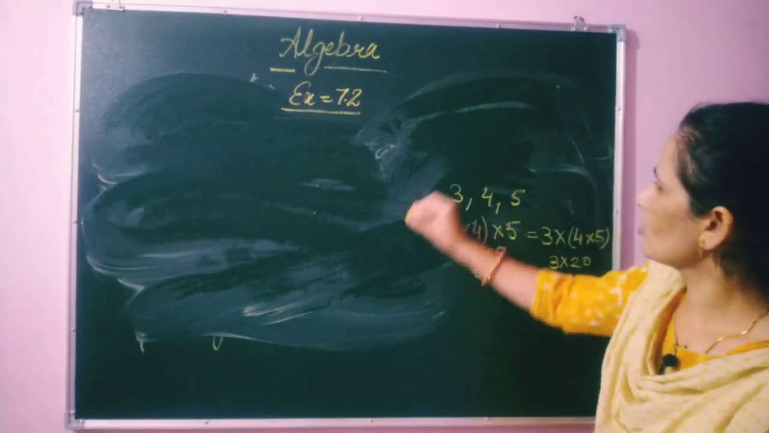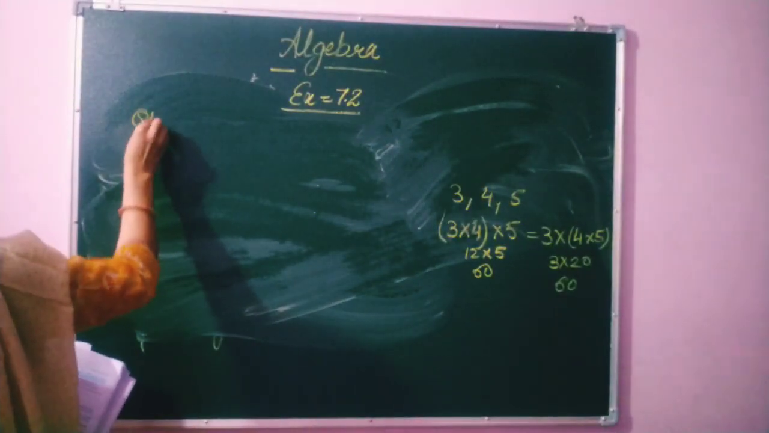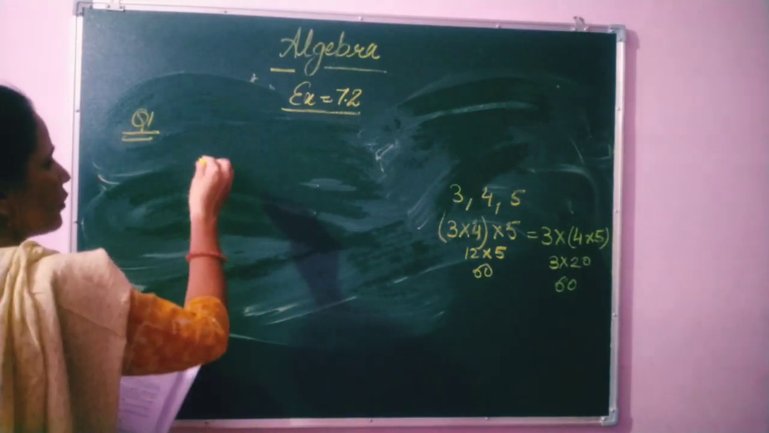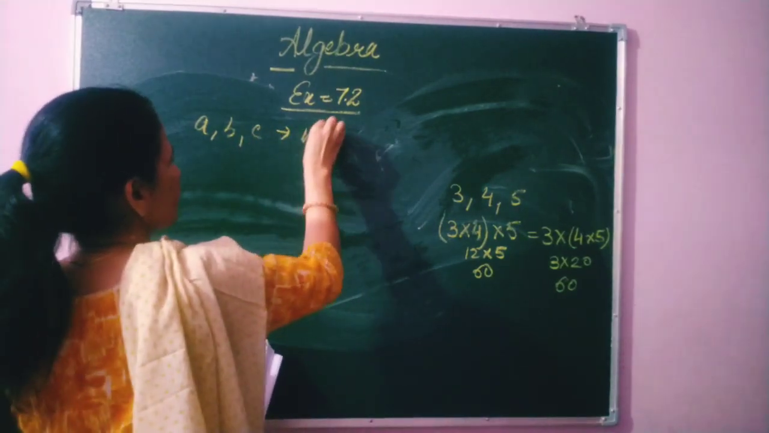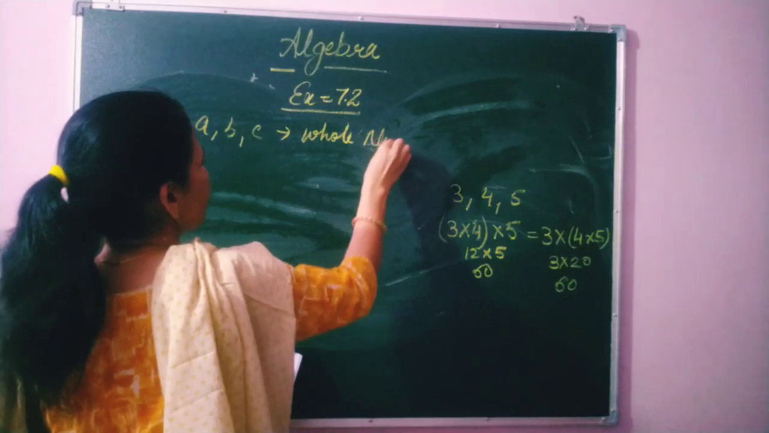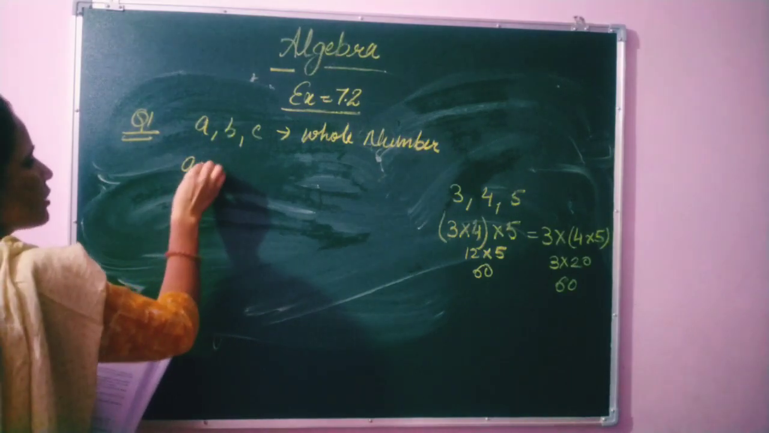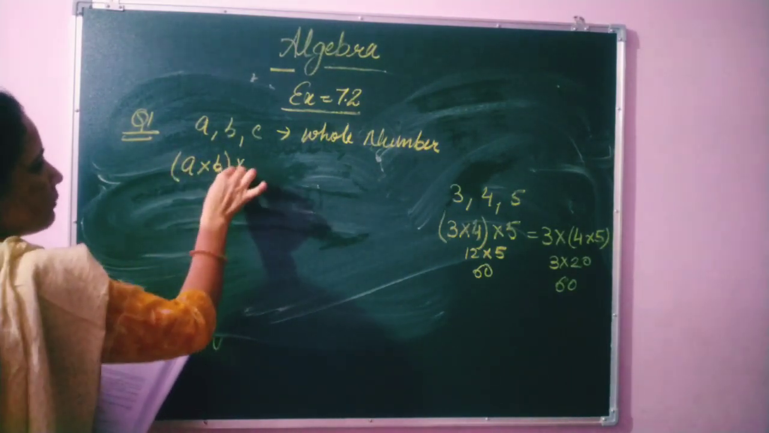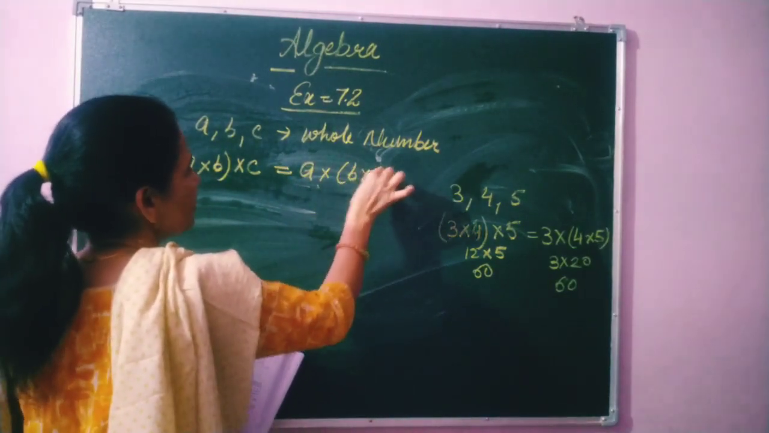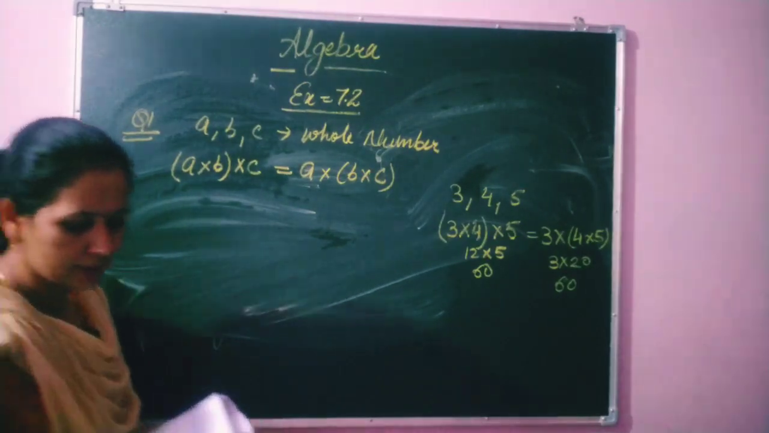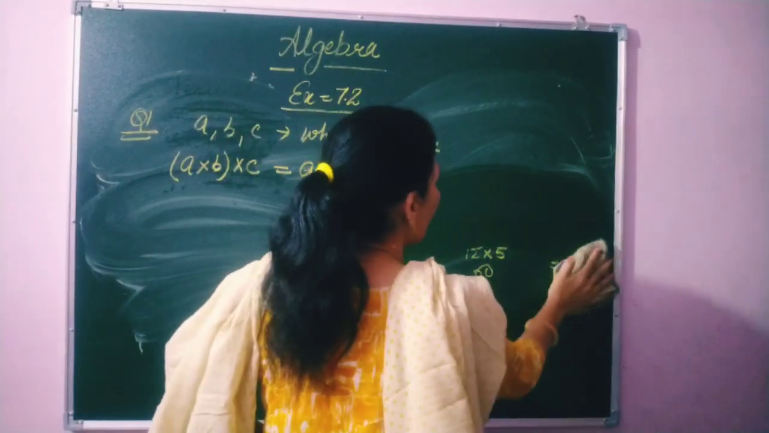So students, how can we write this property using algebra? Let's see. I am not going to write the question directly, I am going to write the answer. So instead of 3, 4, 5, I am taking A, B and C. A, B, C are whole numbers, and we can put any value in them. So we can write A first multiplied with B, the first group, then multiplied with the third number. Otherwise we can say A multiplied with the group of B and C, the product of the two numbers B and C. Now we have shown the associative property of multiplication with the help of algebra.